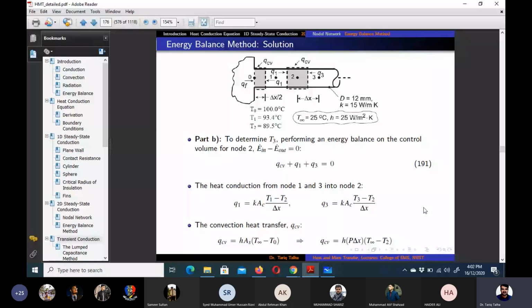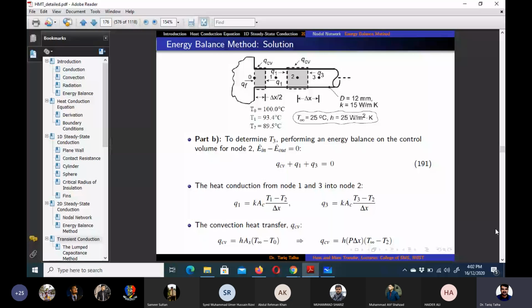I have corrected it in the second step where I have shown h into p into delta x. Perimeter of a circle is pi into d, and delta x is the length where the influence of node 2 is. So QCV is this.